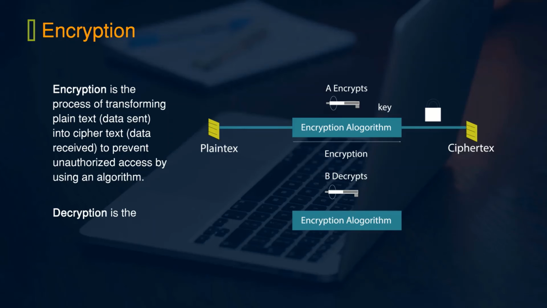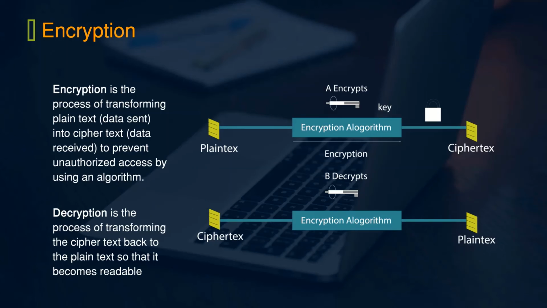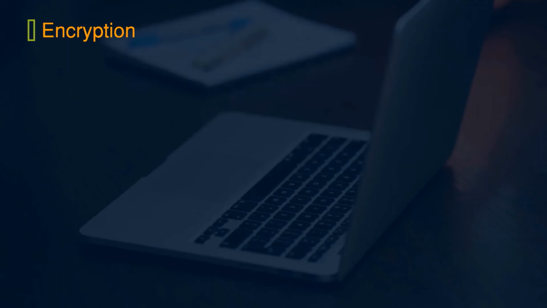Decryption is the process of transforming the ciphertext back to the plain text so that it becomes readable. It is the opposite of encryption. Ciphertext can be decrypted with the help of a decryption key. Encryption and decryption keys both can be the same or different depending on the type of encryption technique used.